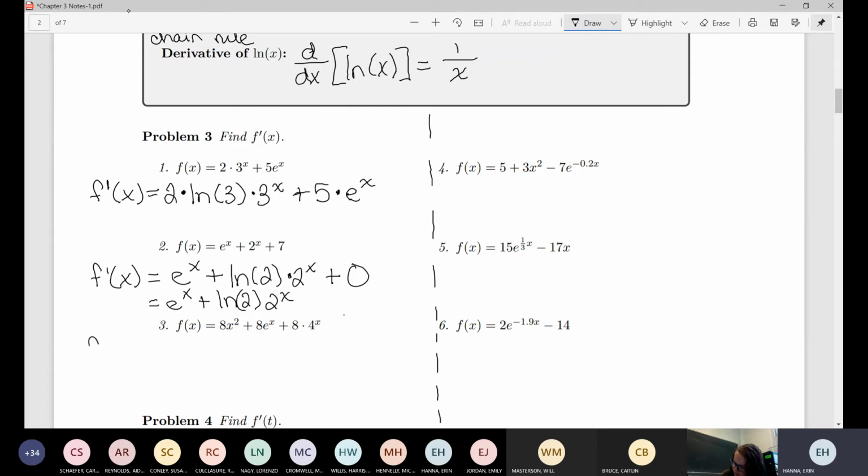Okay. So if I want the derivative here, I have 8x squared. If I want to do that very generically, that 8 comes along for the ride. And then for the derivative of x squared, bring the power down. Subtract 1 from the power. Plus the derivative of 8 times e to the x. The 8 kind of comes along for the ride. Times the derivative of e to the x, which is just e to the x.